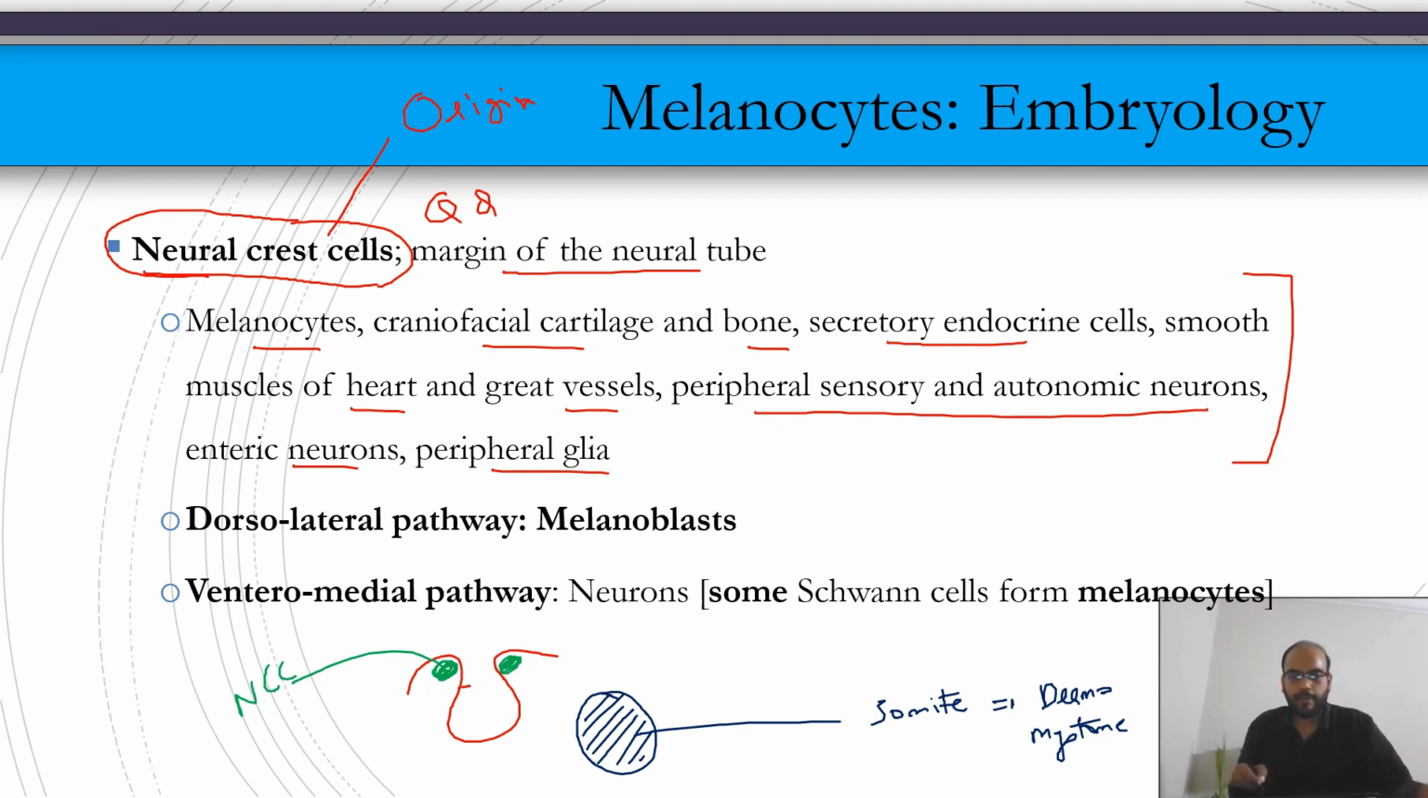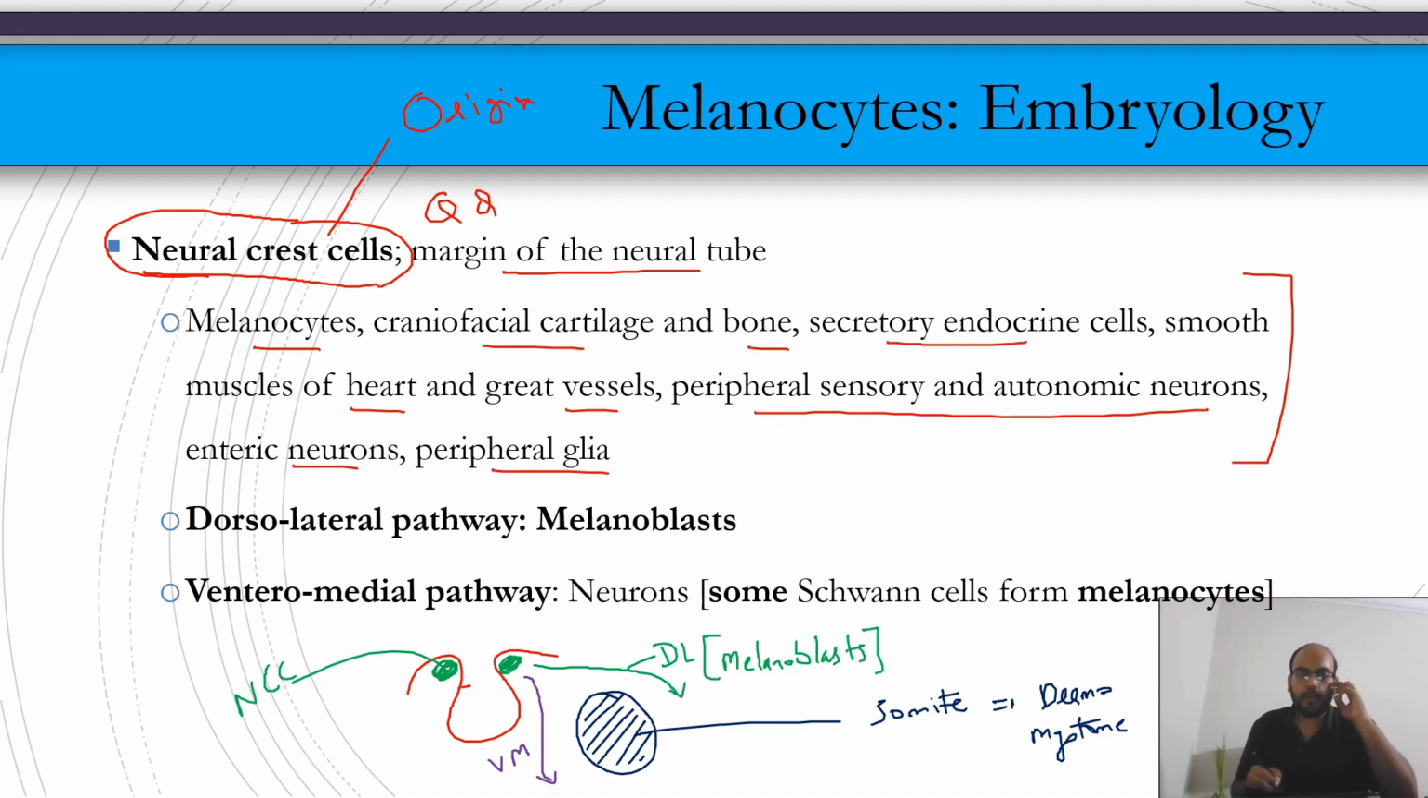So what actually happens is you have migration of melanocytes from above, which is known as the dorsolateral pathway, and you have migration of the Schwann cells, the neural lineage, from below, and this is known as the ventromedial pathway. Okay, we'll discuss both of these pathways on the next slide. Just remember that the dorsolateral pathway is the major pathway for migration of melanoblasts.